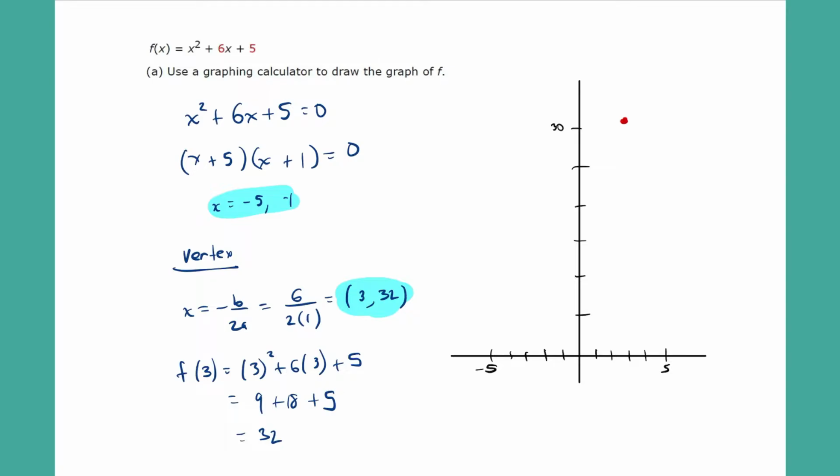And our x-intercepts would be at -5 and negative 1. And I must have made a mistake. I did make a mistake. You could tell that this parabola is incorrect because I forgot the negative sign. Now that makes a lot more sense.